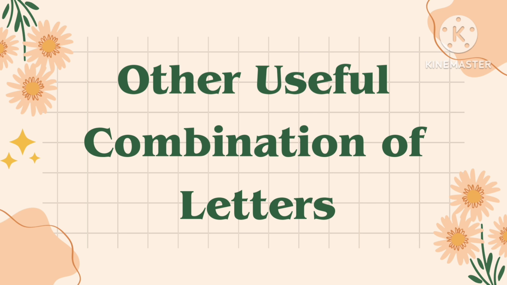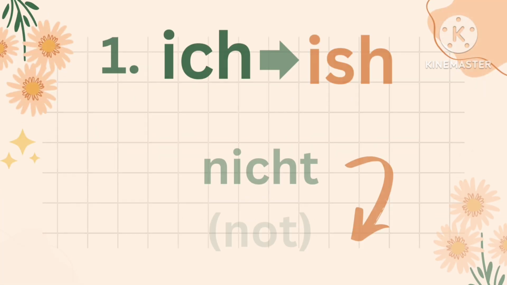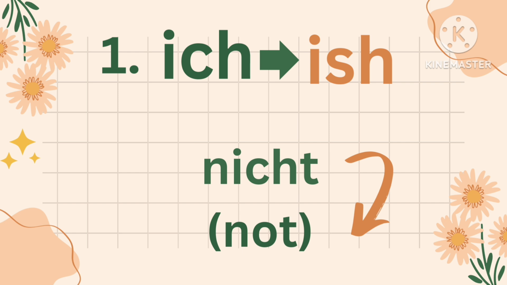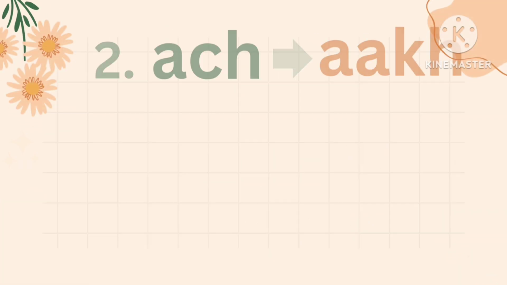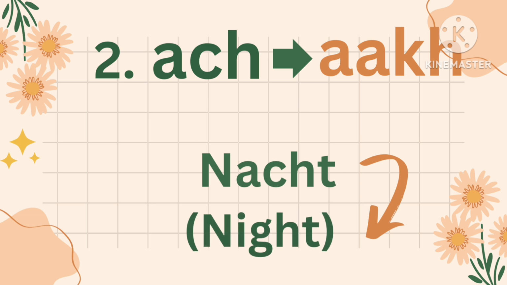Other useful combinations of letters: ICH sounds as ish. For example, nicht. ACH sounds as ark. For example, Nacht.